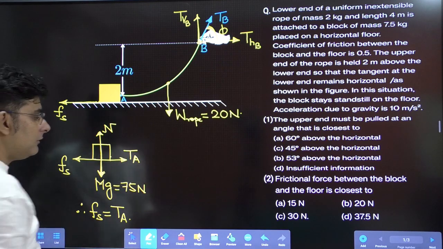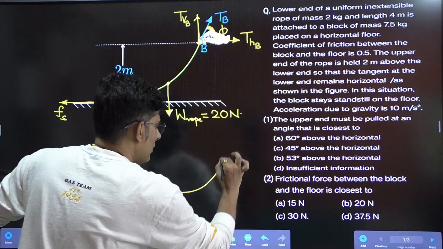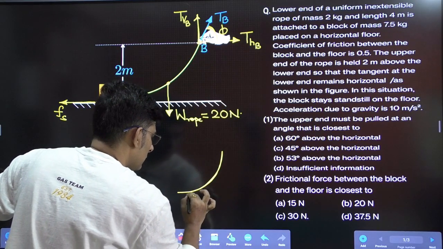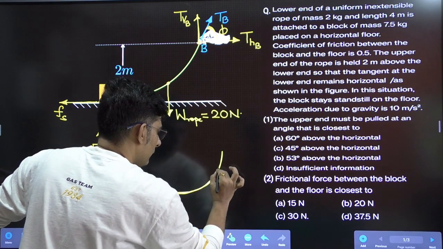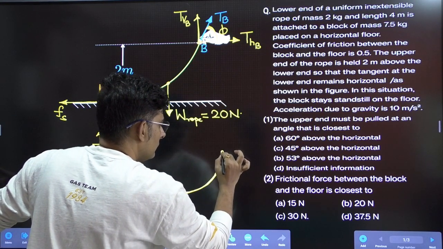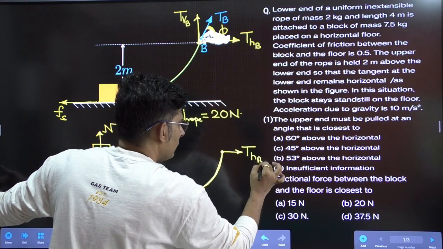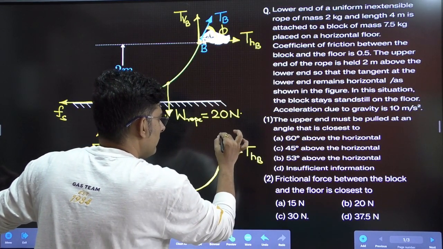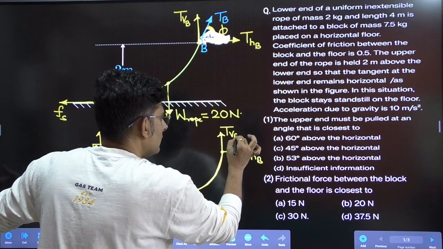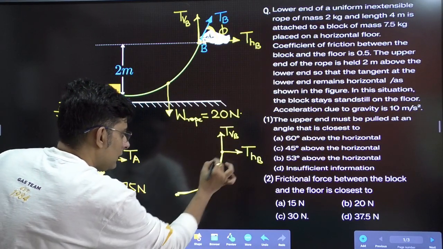Now if you go by the FBD of the rope, as I said, this side we have the horizontal component, this side the vertical we are showing, and this is the point B.